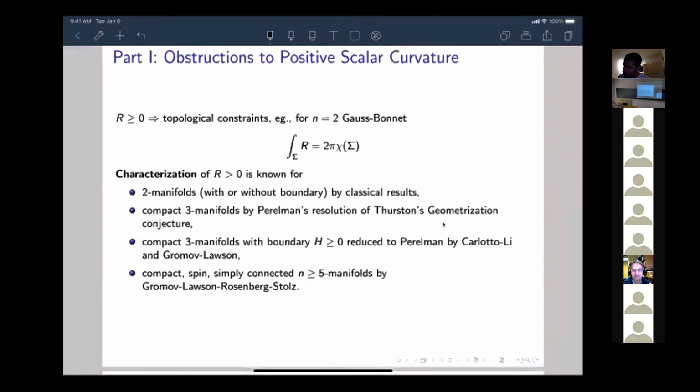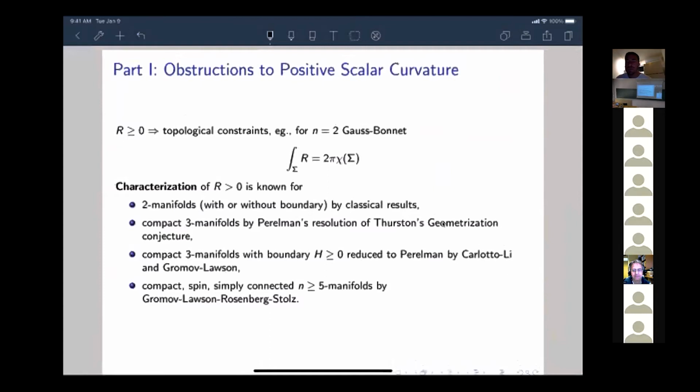So already for n equals 2, for surfaces, you can see that having non-negative scalar curvature everywhere can only happen in the presence of certain topologies, right? Just by the Gauss-Bonnet formula, you can see already that the Euler characteristic is non-negative if the scalar curvature is everywhere non-negative. So already that leads to very strong restrictions, of course.